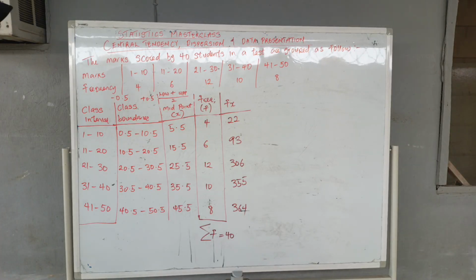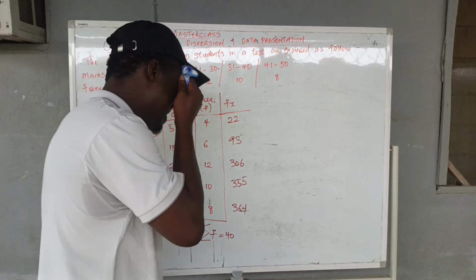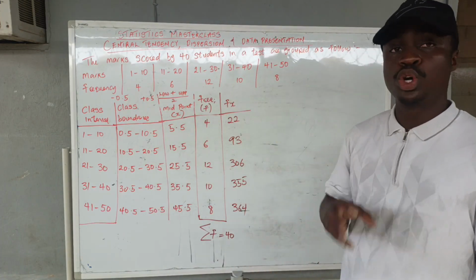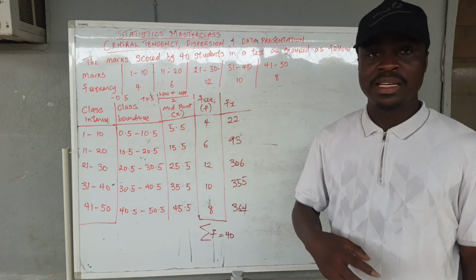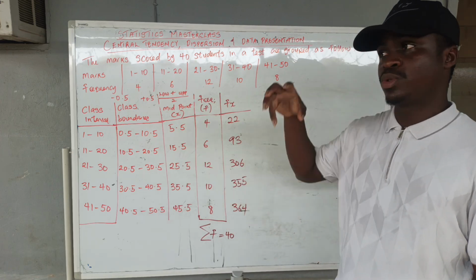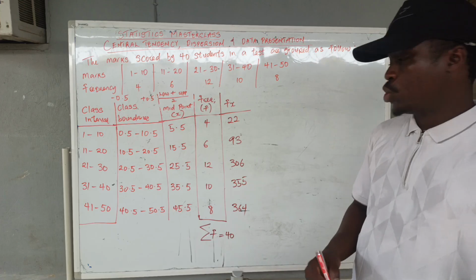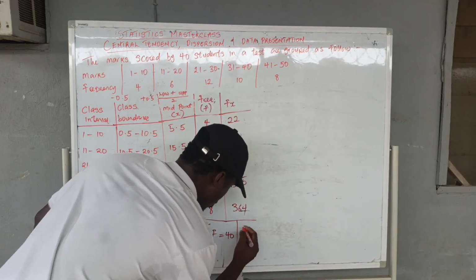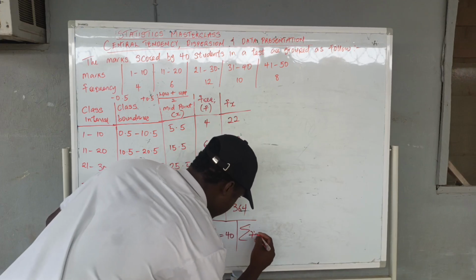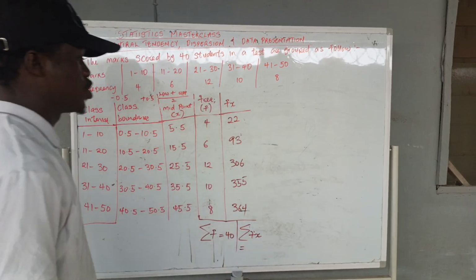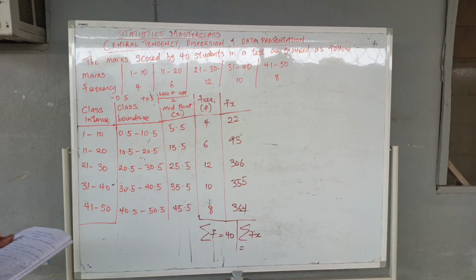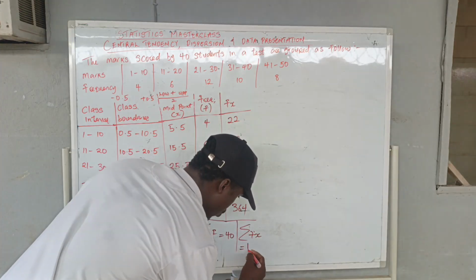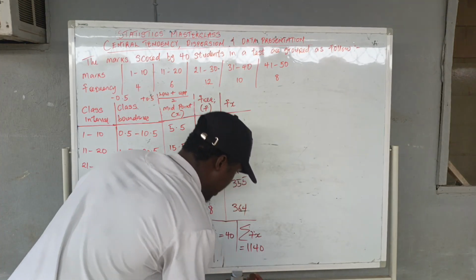So what do we need to do? Like I said the other time, for every value that has the frequency embedded in it, you have to sum it. That means you have to add the values together. So for the summation of fx, when we add everything together in this particular column, we must have 1140.